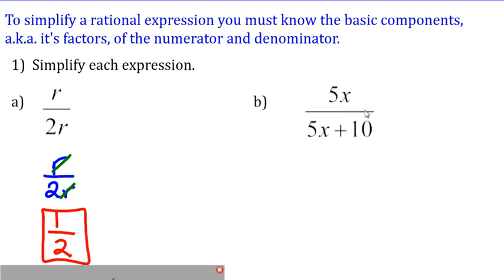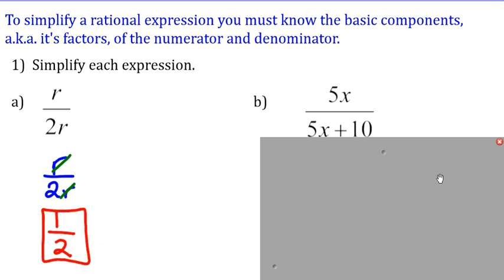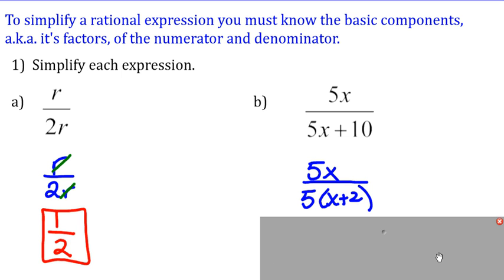Now we're going to look at b. We've got 5x divided by 5x plus 10. So think about the factors. Here we've got 5 times x for our 5x. And here, think about factors. Do these have anything in common that we could divide out? To truly think about the factors of where 5x plus 10 comes from, they both have a 5, so we could rewrite the denominator as 5 times the quantity x plus 2.